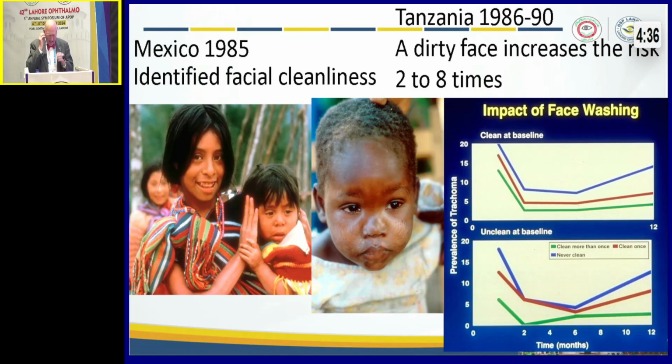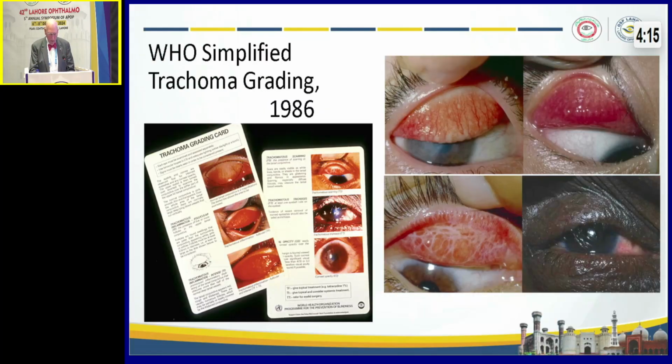And then the key is really looking at facial cleanliness, because the infection is all from the infected eyes, and the eye secretions also drain through the nose. So it's keeping the kids' faces clean. This is work, first we confirmed all this in Mexico, and then work in Tanzania showing the impact of keeping the kids' faces clean and reducing trachoma.